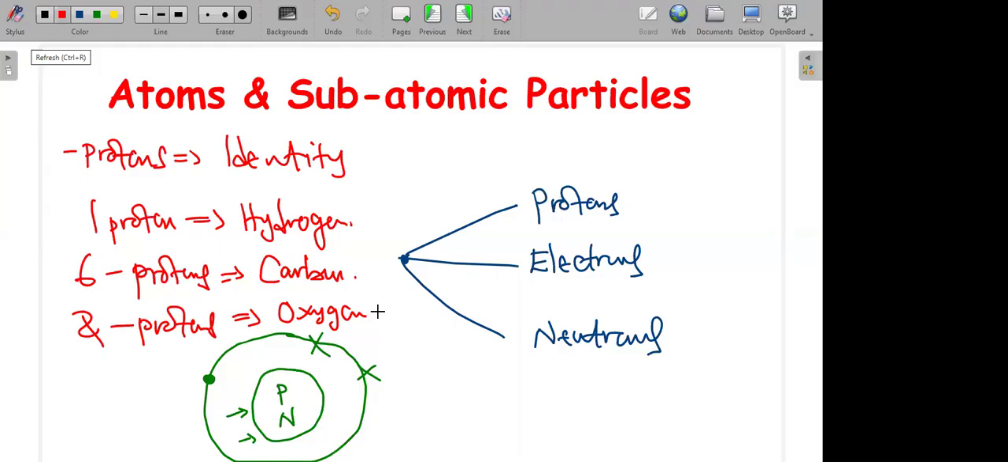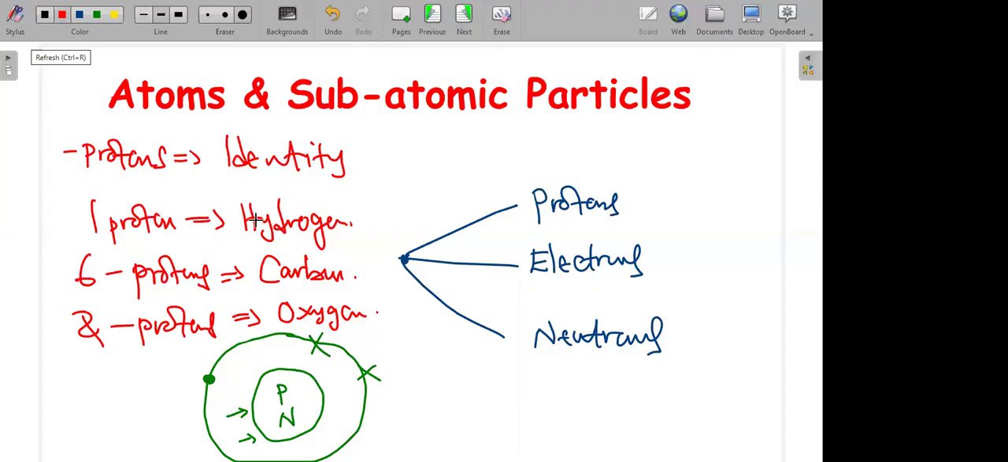They also determine what we call the atomic number. We're going to define it. The atomic number is simply the number of protons that are in that element. They also give the atom a positive charge because we said they are positively charged, so they give the nucleus a positive charge. This also means that without protons, the atom will not exist. Without protons, there is no element that exists. So the protons give the identity.